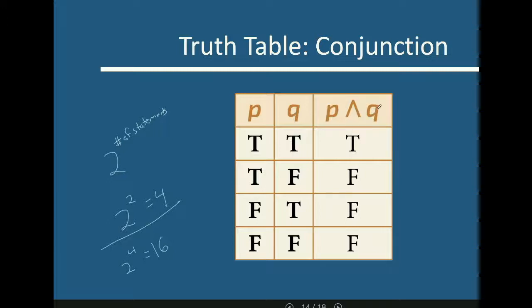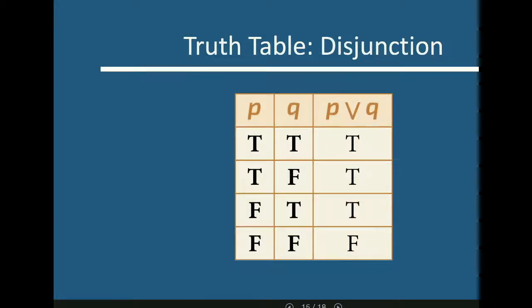This is actually another kind of statement in itself, P and Q. So we're stating, is this true? Well, it's true only if both P and Q are true. P is true, Q is false, so therefore P and Q is false. P is false, Q is true, so therefore P and Q is false. And obviously, if both statements are false, the conjunction is false.